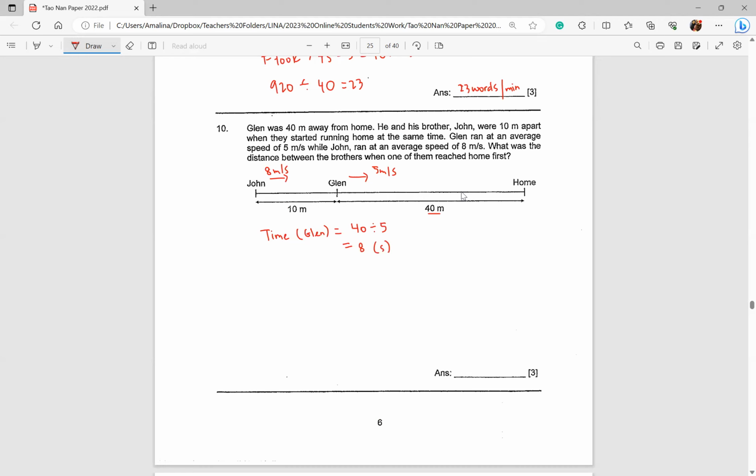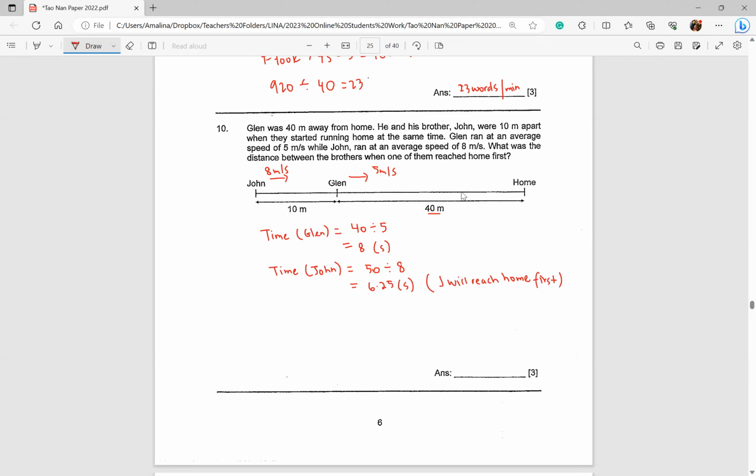Now if I look at John, John needs to run a further distance, right? He has to run 50 meters, 10 plus 40. But because his speed is greater, I will divide this by 8. So 50 divided by 8, I will get 6.25 seconds. Which means that John will reach home first, correct? Because he took less time to reach home.